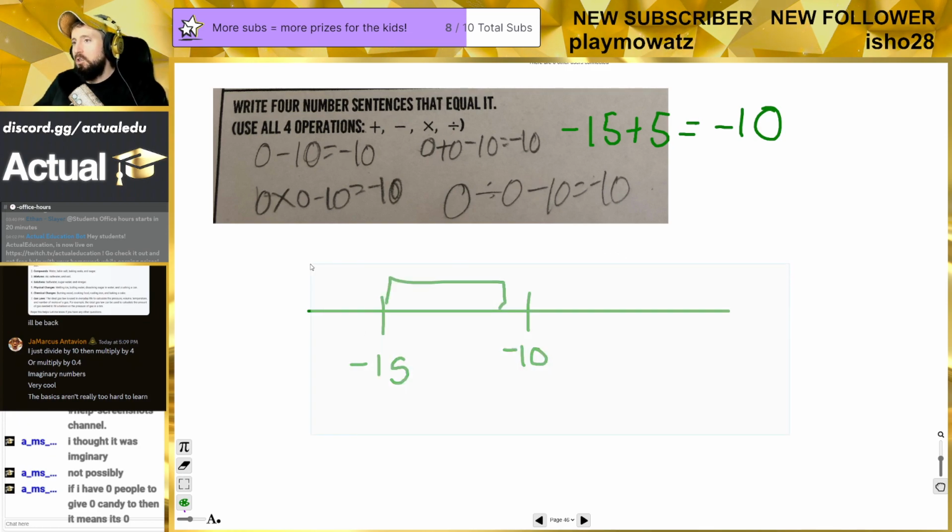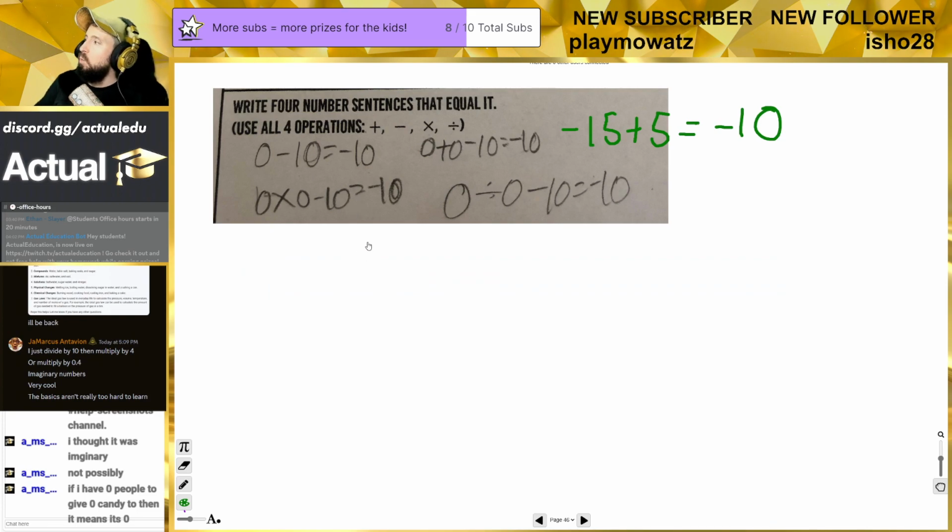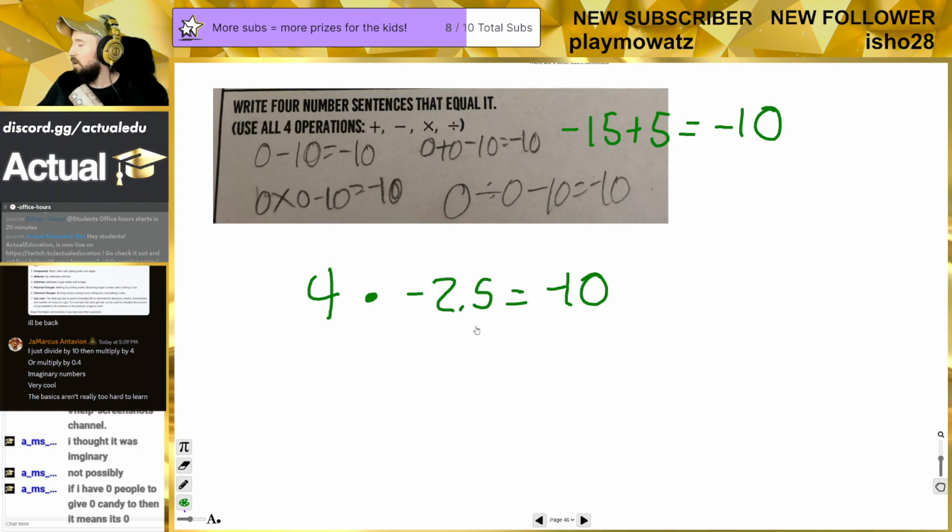And then they want you to multiply. So I want to know what two numbers multiplied by each other get me negative 10. How would I... 4 and 2.5? 4 and 2.5, but 4 minus 2.5? Yes, good. 4 times negative 2.5. Yes, that would also equal negative 10. Good. All right, what about division?